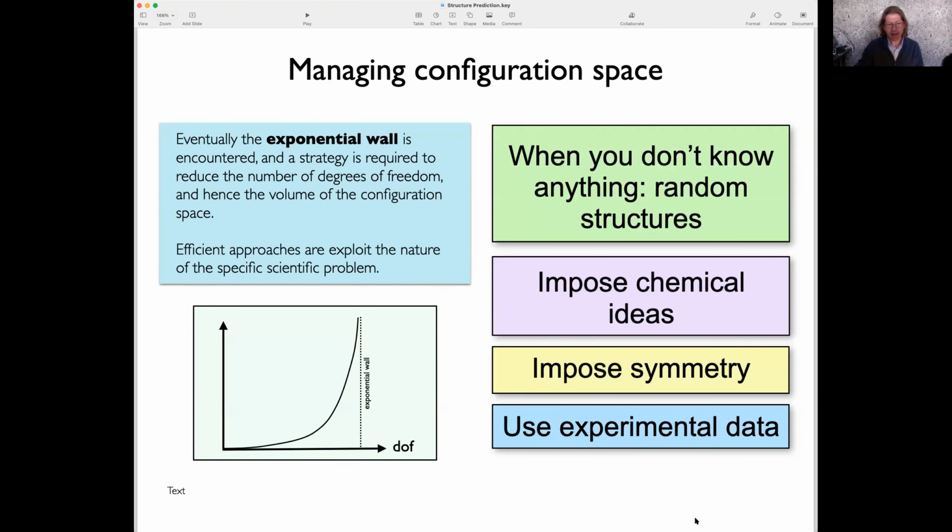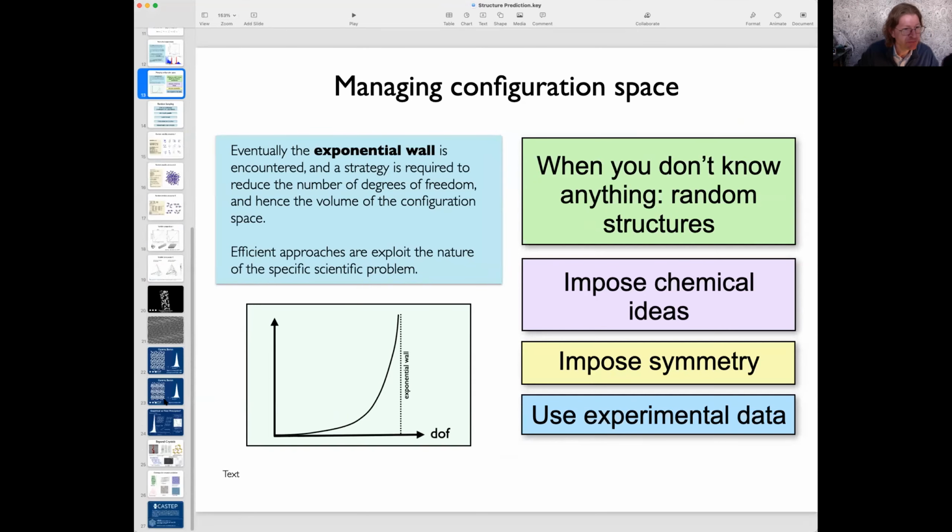To manage, I actually keep track of how far I've got to go. Let's have a look. Okay, I'm going to have to accelerate a little bit because I've got some movies I want to show you.